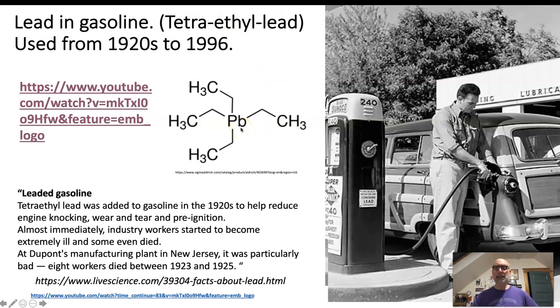What this meant is that tetraethyl lead could dissolve in gasoline. And that was used to reduce knocking. It was used as a lubricant in the upper parts of the cylinders. But the problem is when it started to be used in the 20s, people started getting sick, people in the industry. And in fact, the quote here is that at DuPont's manufacturing plant in New Jersey, 8 workers died from lead poisoning between 1923 and 1925.